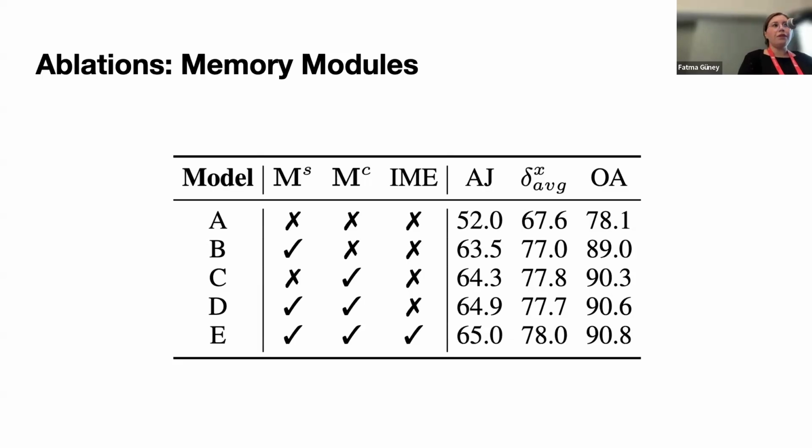In model B, we introduce spatial memory. In model C, we introduce context memory. Both improve the performance, model C especially in occlusion accuracy, because with context memory we wanted to handle the occlusions. And in model D, we have both. This gives the best performance, showing that maybe they have complementary strengths.